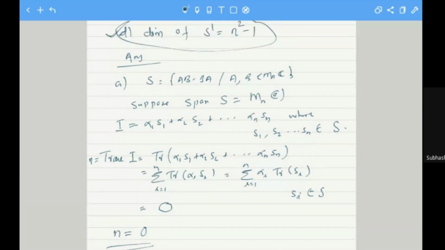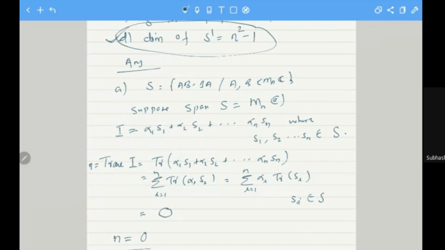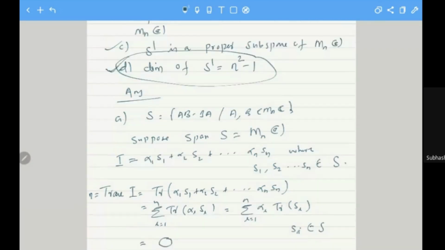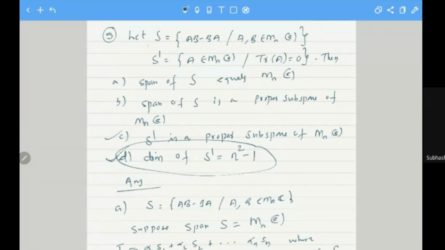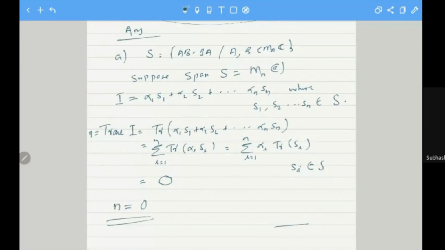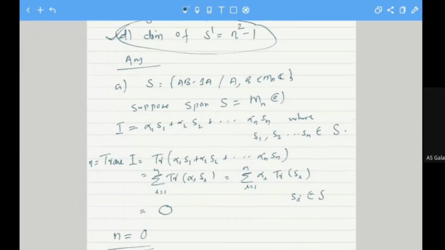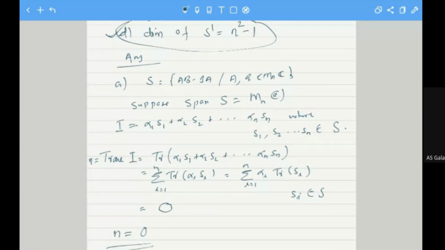That means I cannot write identity as a span of elements from S. So the span of S is not full MNC. It is a proper subspace actually. So the statement that the span of S is a proper subspace of MNC is correct, and the option claiming otherwise is wrong. Is it clear to all of you?